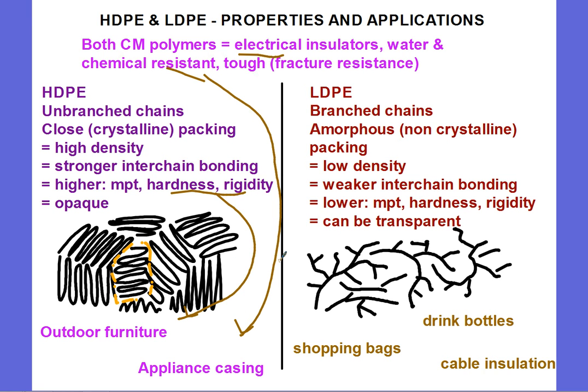LDPE. LDPE's got branch chains, therefore it's amorphous or non-crystalline. It's got low packing density, therefore it's got weaker interchain bonding. That gives it a lower melting point, boiling point, hardness and rigidity, and it can be transparent. And for all these reasons, the fact that it's got lower rigidity and hardness means it can be squeezable, therefore they use it in drink bottles. The fact they can make thin films out of it and it's transparent means used for shopping bags. The fact that it's flexible and electrical insulator means it's used for cable insulation.